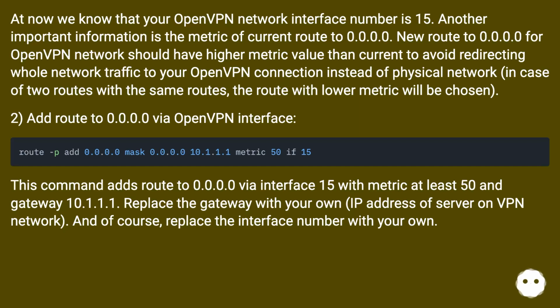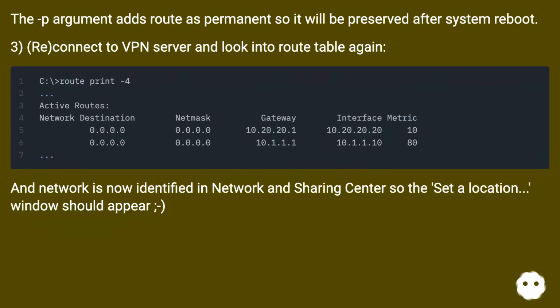2. Add route to 0.0.0.0 via the OpenVPN interface. This command adds a route to 0.0.0.0 via interface 15 with a metric of at least 50 and gateway 10.1.1.1. Replace the gateway with your own IP address of the server on the VPN network. And of course, replace the interface number with your own. The -p argument adds the route as permanent so it will be preserved after a system reboot.